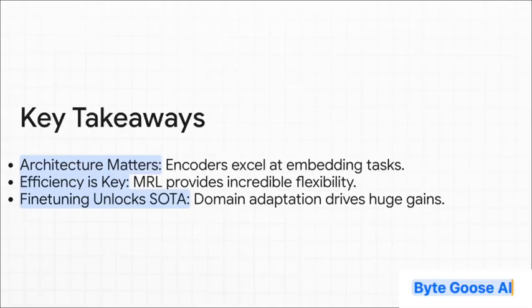So let's just quickly boil this all down. What are the key takeaways? First, architecture matters more than you think. Purpose-built encoders are just better for embedding tasks. Second, efficiency is its own kind of power. Clever tricks like Matryoshka Representation Learning give you incredible flexibility. And finally, fine-tuning is how you go from great to truly state-of-the-art. That's how you unlock massive performance gains, by tailoring a model to your specific domain.